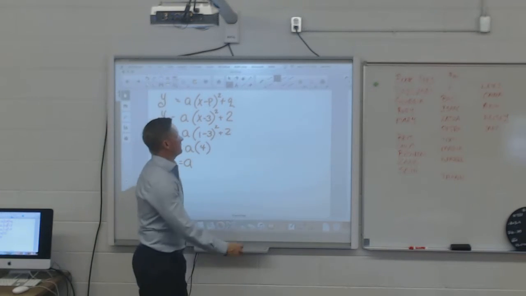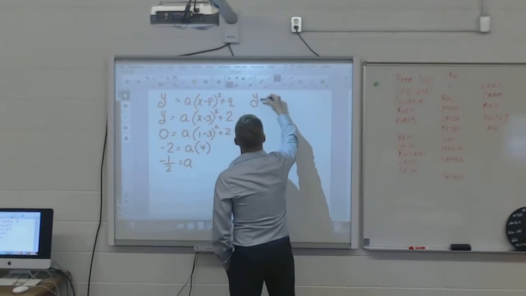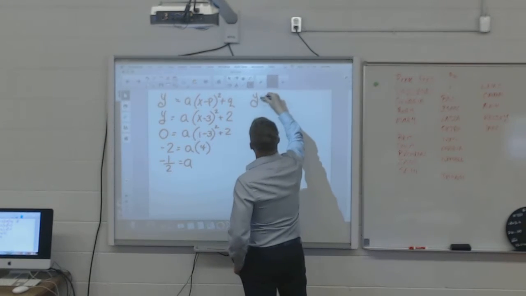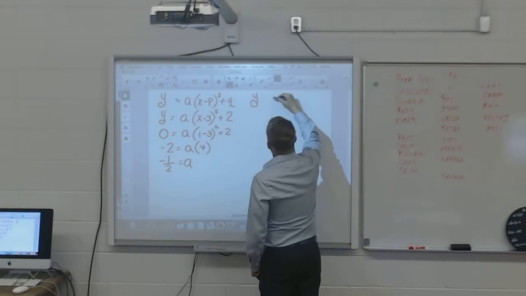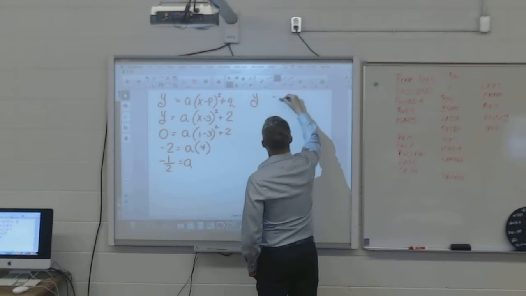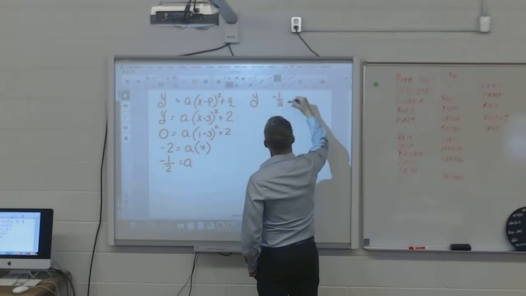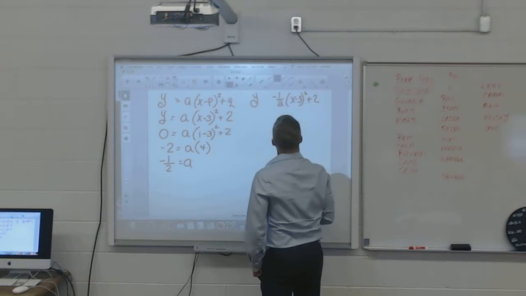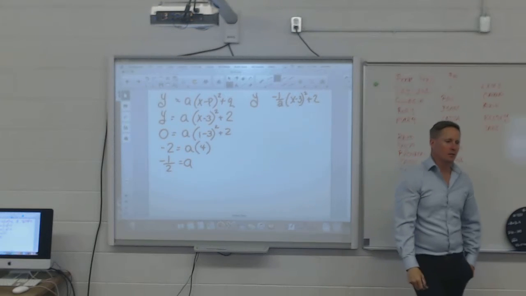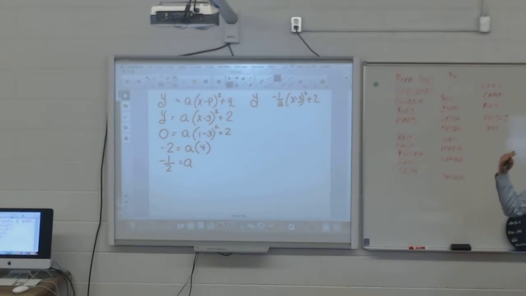A equals -1/2. So now I'm going to rewrite this. I'm going to take this out, and I'm going to go -1/2(x minus 3) squared add 2. Okay, so I've got all the information I need right now except for one thing. What is it? The inequality, that's right.